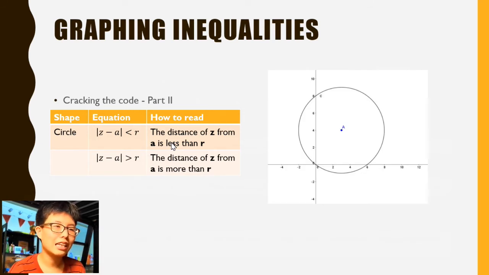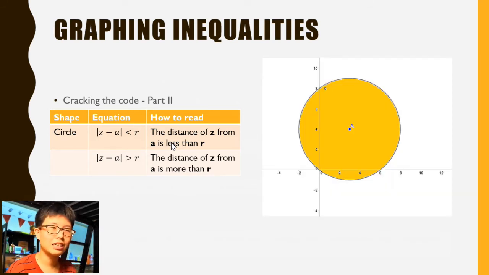Okay, so this is modulus z minus a less than r, it's supposed to look like this, everything inside of the circle. Just a point that I'll reiterate later in this video: if there's an equal sign, you do draw a solid line, and if it's not an equal sign, draw a dashed line to tell people that you're not including the line itself.